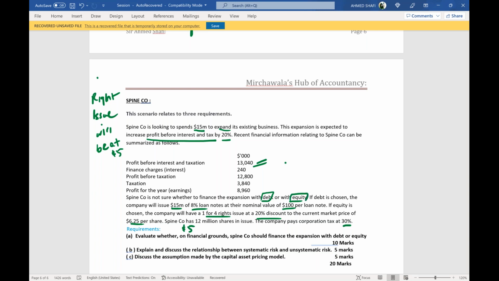If debt is chosen, 15 million loan notes at 8%. If equity is chosen, 144 rights issue at a 20% discount to the share price of 6.25. That means 5. The company has 12 million shares, tax rate 30%. Evaluate on financial grounds whether Spine should go for debt or equity. Very easy question.